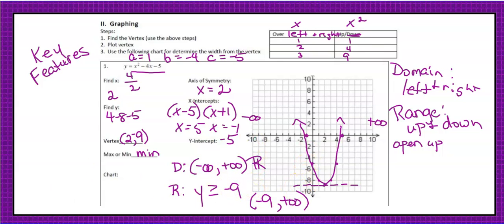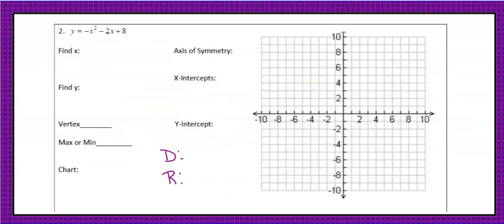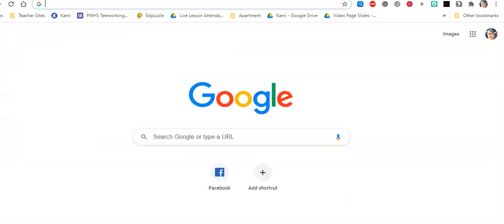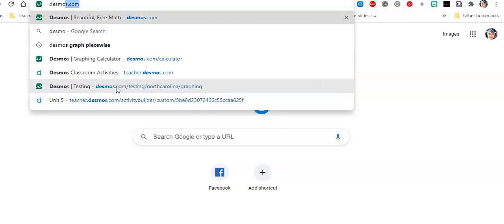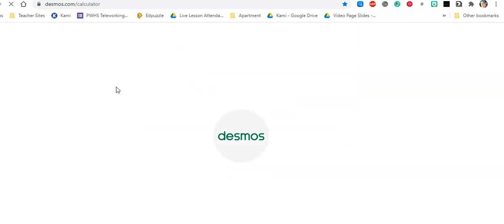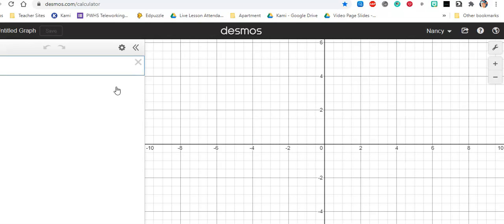Okay, so we have 2 more graphs on our notes, and I really want you guys to get used to using Desmos. It is a graphing calculator. It is so much easier to use than the handheld graphing calculators, in my opinion. So what I want you to do is go over to Chrome and type in desmos.com. Yours is going to say something like start graphing.